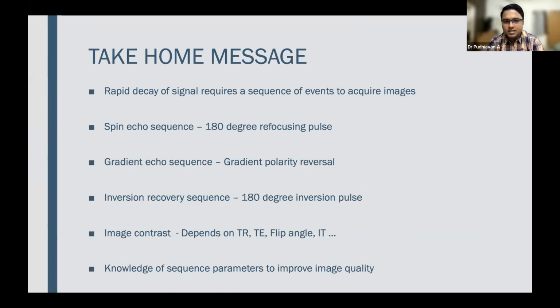Then we saw about inversion recovery sequence, which used a 180-degree inversion pulse to get specific image contrast. Then we saw that the image contrast depends on a lot of parameters like the TR and TE in spin echo sequence, flip angle and TE in gradient echo sequence, and the inversion time in inversion recovery sequences. And we should also try to acquire knowledge of a few of these parameters, so that we can apply these to improve the image quality.